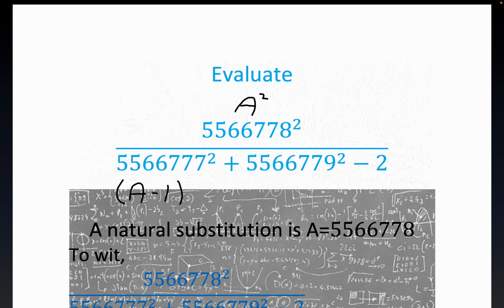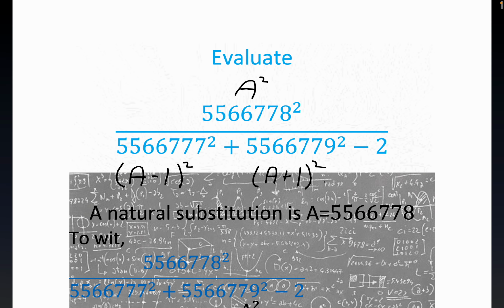And right here, of course, this is this number incremented by 1, and so you would have a plus 1 quantity squared. All right. So that gives us some hope on something that would be quite intractable if you had to do it by hand. Okay, so let's move along.